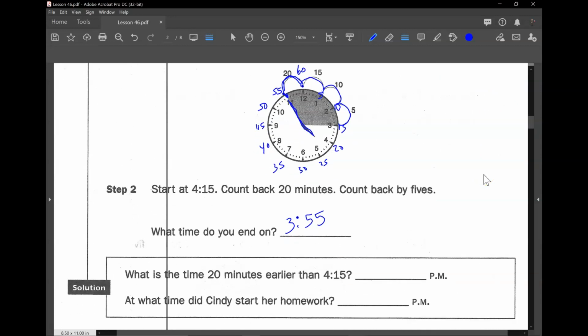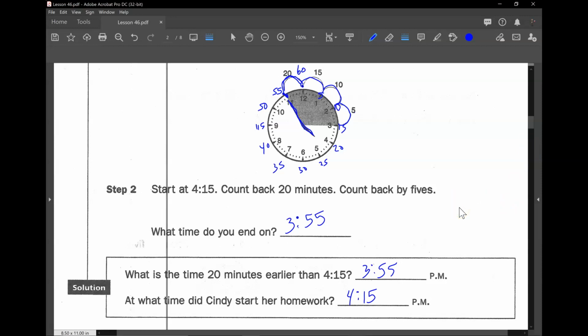So what is the time 20 minutes earlier than 4:15? It is 3:55 p.m. At what time did Cindy start her homework? She started her homework at 4:15 p.m.